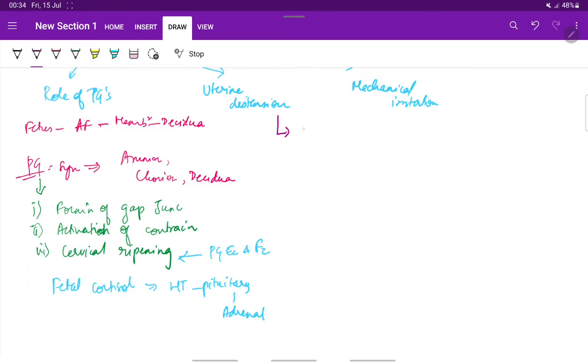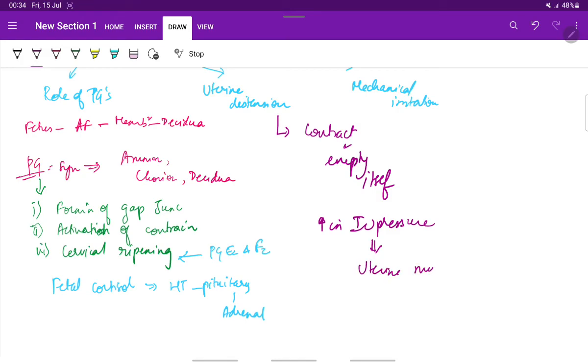After a certain extent of uterine distension, like in any other organ, it tends to contract and empty itself, after attaining a certain limit. So this is nothing but at term the uterine growth decreases and the fetal growth increases. So there is increase in intrauterine pressure, due to which the uterine muscles start contracting and they try to empty itself, thereby initiating labor.